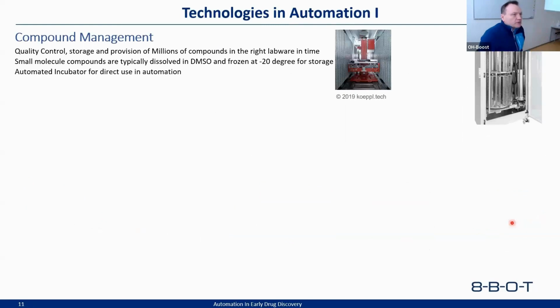Some technologies in automation. One part where I was working for 10 years is compound management. It's something like the librarians of pharmacological research. You have to collect the compounds, store them, give them out, and prepare them, and you have to be very precise, because if you mix up compounds there, you end up in hell. You could do research for about 5 years and then find out it was just the wrong starting compound.